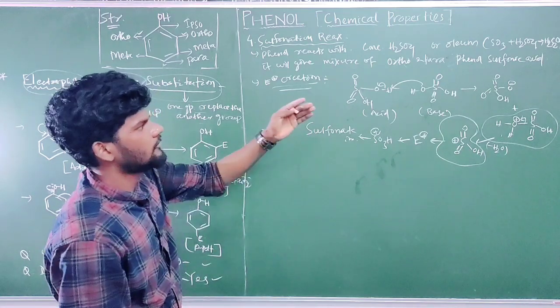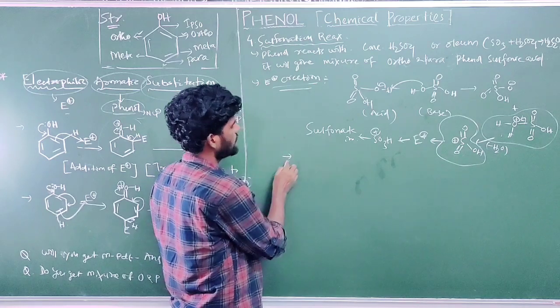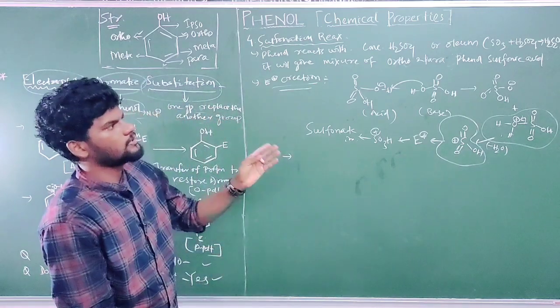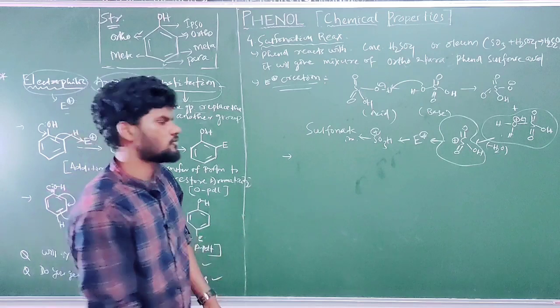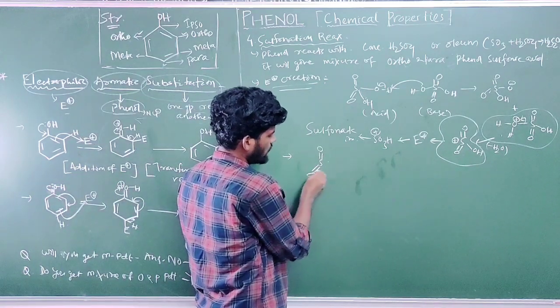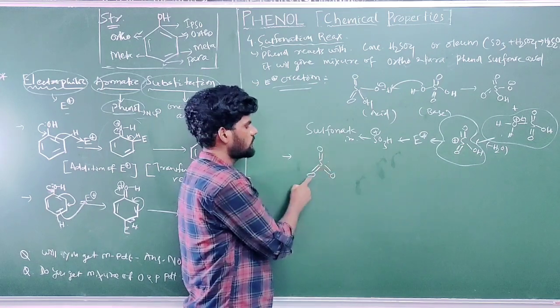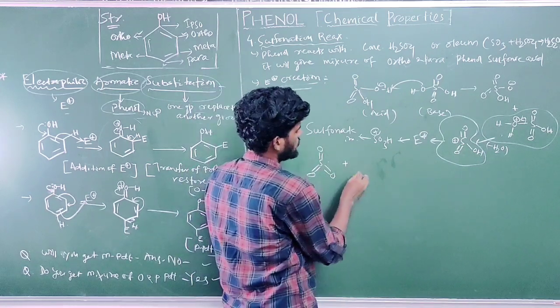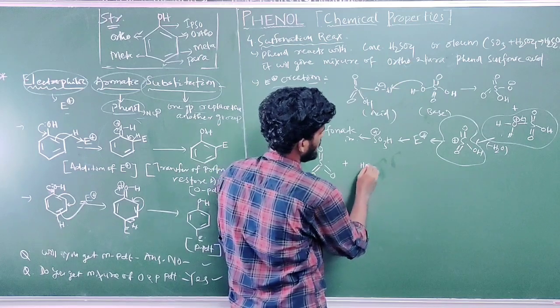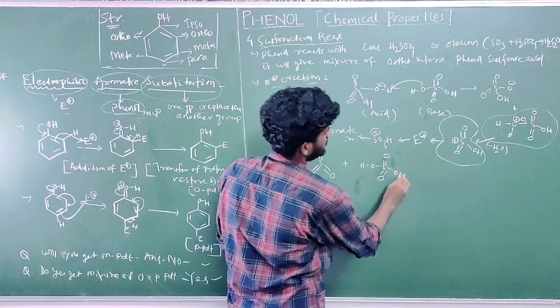electrophile. Similarly, if you use oleum, how does it create the electrophile? See here. In case of oleum, that means SO3, sulfur trioxide, in presence of H2SO4. Write the structure of sulfur trioxide first. This is the structure of sulfur trioxide, sulfur with 1, 2, 3 oxygens, and to this H2SO4. This is the structure of H2SO4.